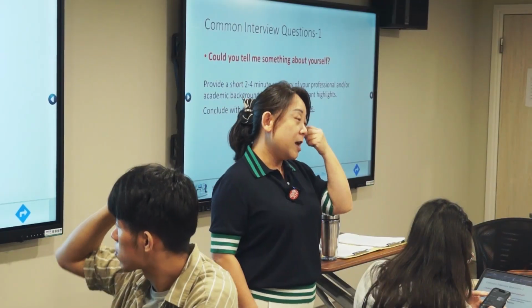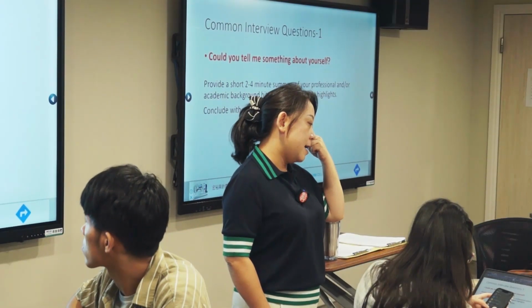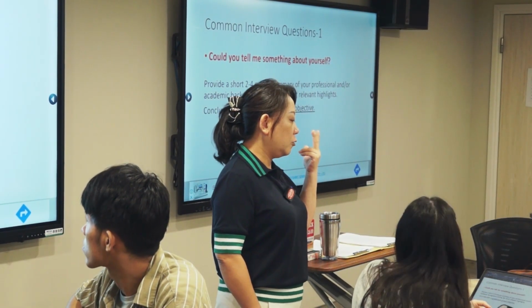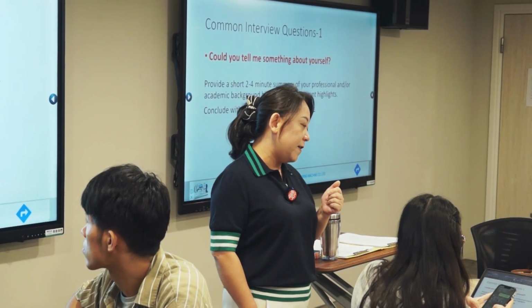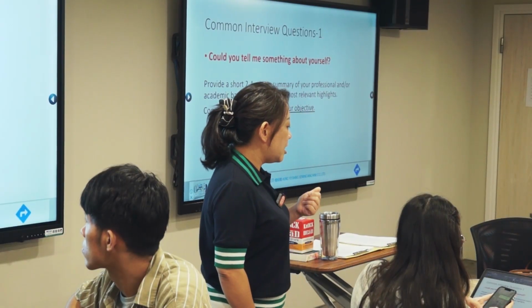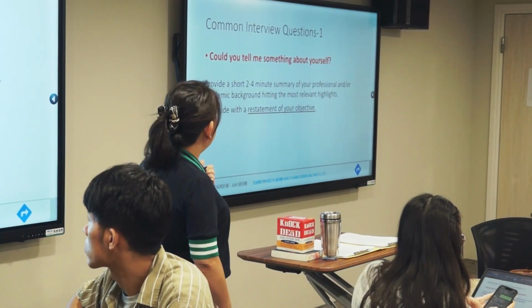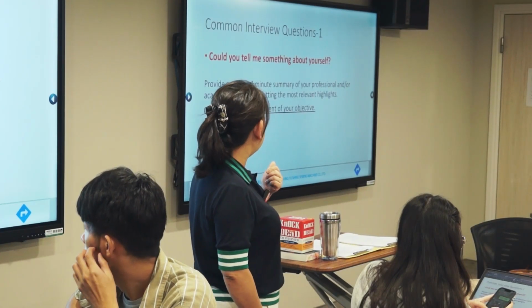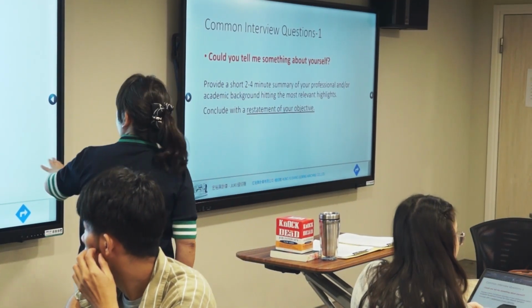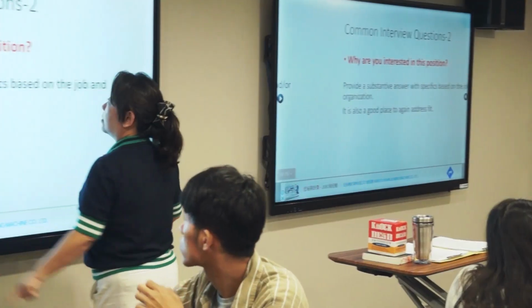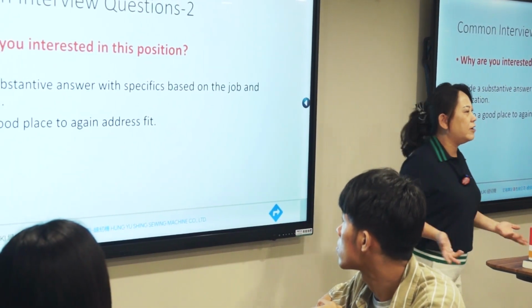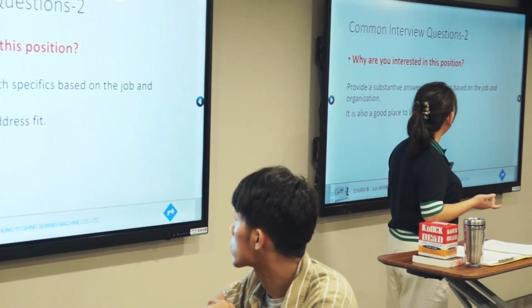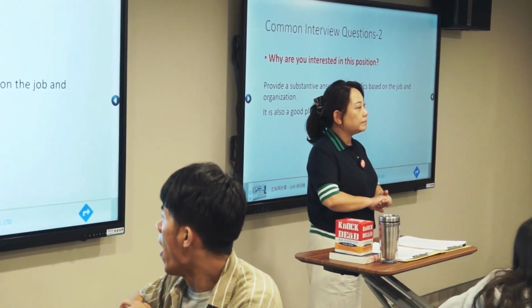So think about three points, okay? You should prepare two to four mini summaries of your professional and also your academic background. That will be relevant highlighting, okay? So this will be about yourself. Then the second: why are you interested in this position? So you see, it's very common. Why are you interested in this position?